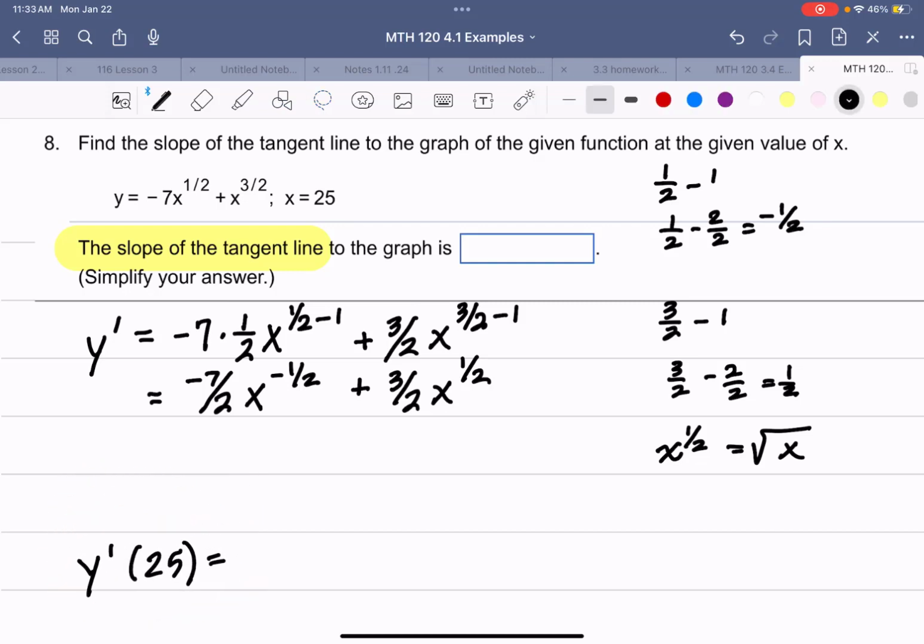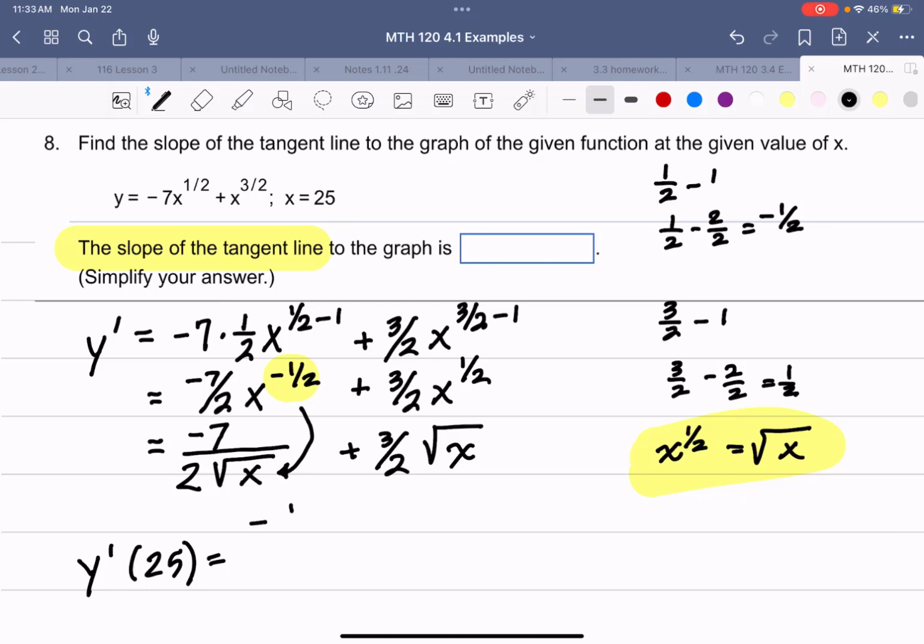So we have negative 7 over 2 square root of x, because look, I take this negative exponent, I move it to the denominator to make it positive, and remember the fact that 1/2 is the square root of x, and then I've got plus 3/2 times the square root of x. Again, I've got to do that in order to do the evaluation arithmetic.